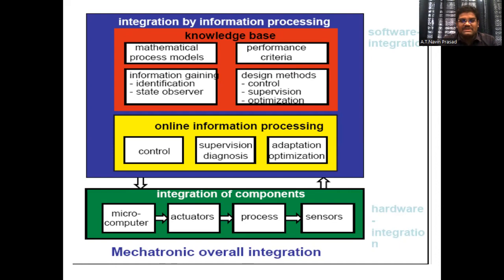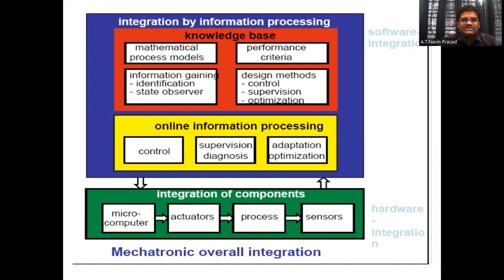So, integration by information processing. First, we have the knowledge base. The knowledge base comprises mathematical process models, performance criteria, information gaining, identification, state observers, and the design methods of control, supervision and optimization. The next thing is online information processing, in which we have control, supervision, diagnosis, and adaptation optimization. And the last thing is the integration of components: the microcomputer, actuator, processor, and sensor. This is the overall integration of a mechatronic system.